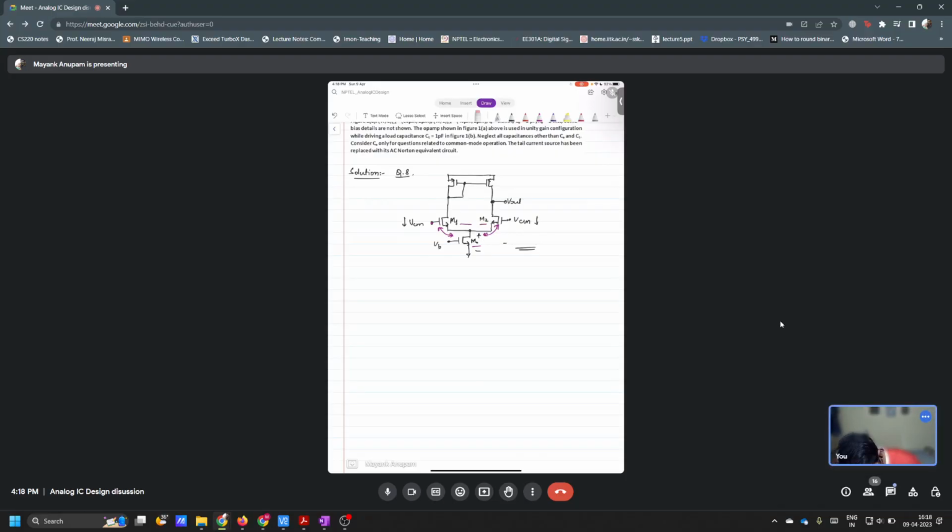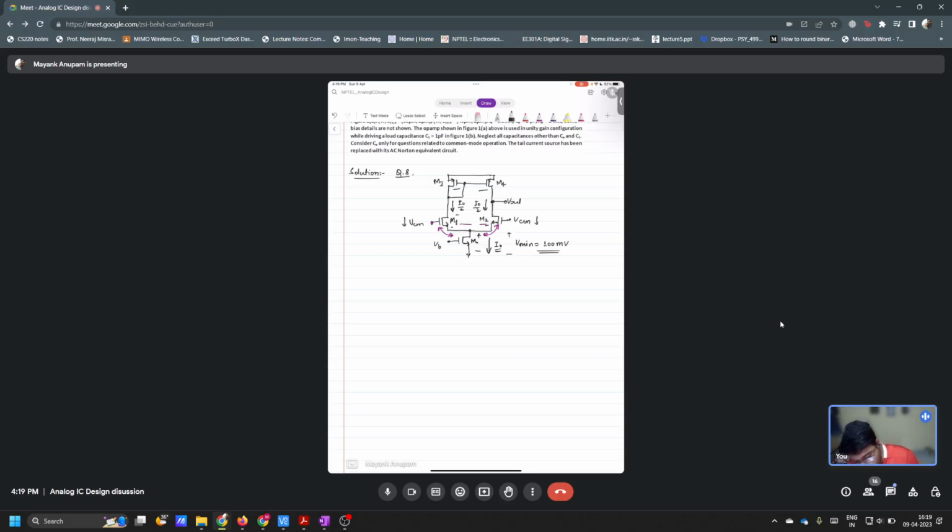The current here is I naught, correct? Yes, sir. Now this I naught is supposed to divide equally between these two, right? I naught by 2, sir. Now the current in this branch, I naught by 2, is fixed, right? It cannot change. It is fixed by these two transistors, isn't it? Yes, sir, because they are current mirrors.